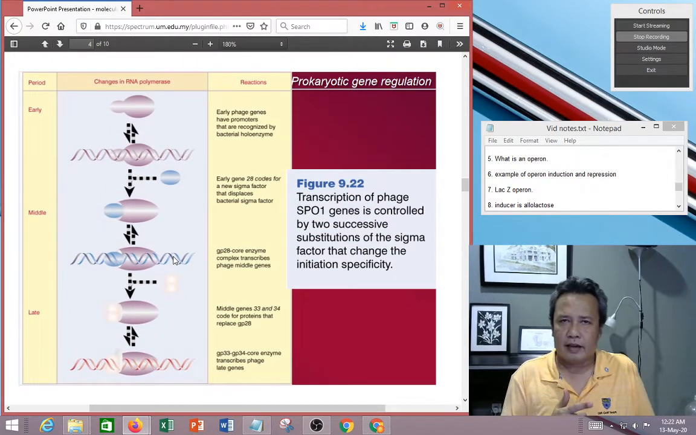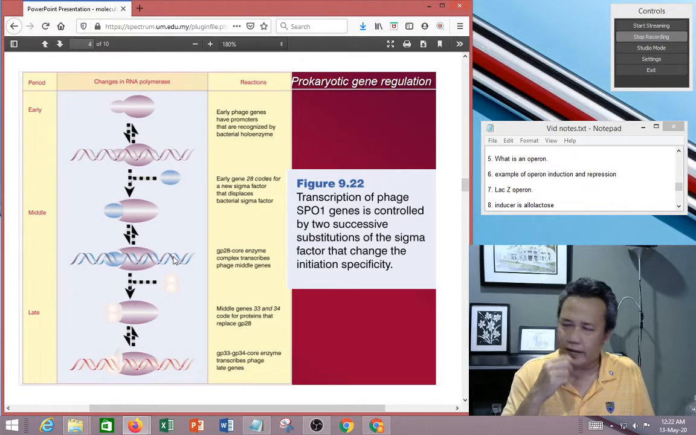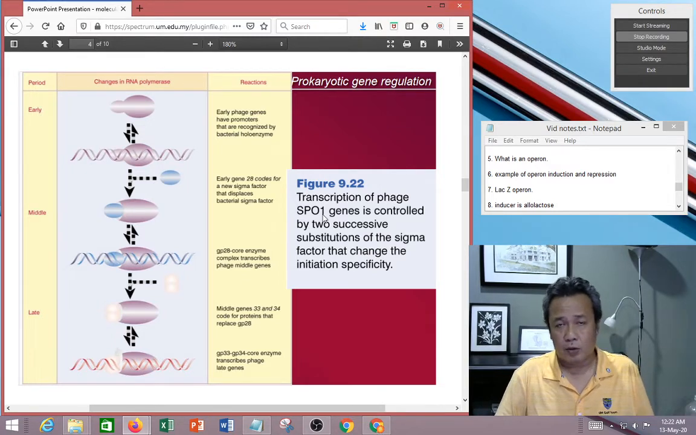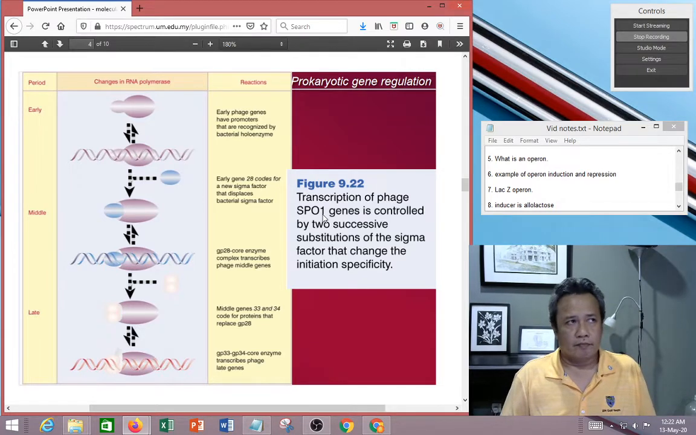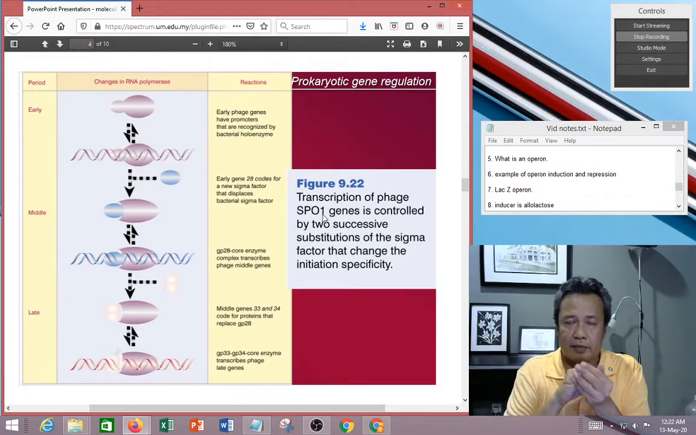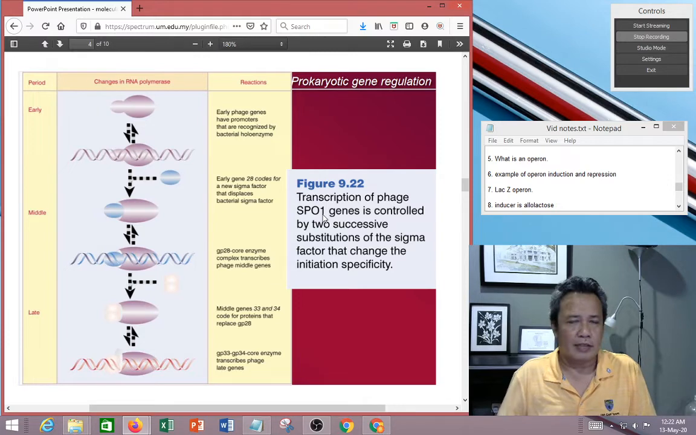This is a process where the gene, phage is a virus, a phage, right? The SPO1 is a type of virus. It infects bacteria. As it infects bacteria, it switches on different genes, and this is done by having different sigma factors.